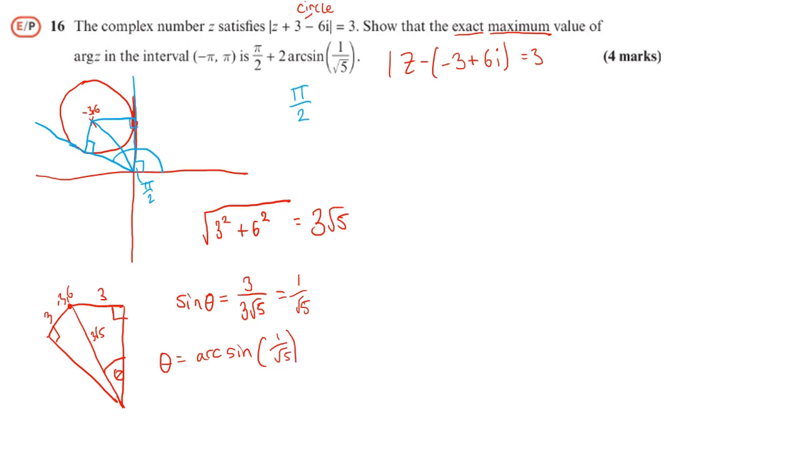Now we've got that, we know that we have another theta here. So our arg of z here is going to be the addition of our 2 thetas plus our pi over 2. So we can say that pi over 2 plus 2 arc sine 1 over root 5. And you can see that's the same as this, so it should be right. There you go. Let's move on to the next one.